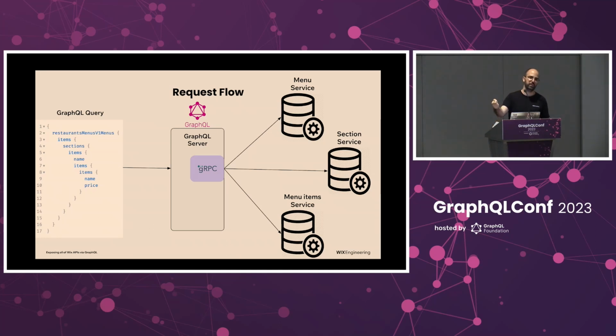So if we get a menu request, the GraphQL server uses the auto-generated resolver, calls the menu service, gets the menus back, and then dispatches a second request to fetch the section data from the section service, and then eventually fetches the menu items. So we still have three requests, but all of these requests happen within the Wix data center. They are considered much more efficient calls, and they are dispatched using gRPC.